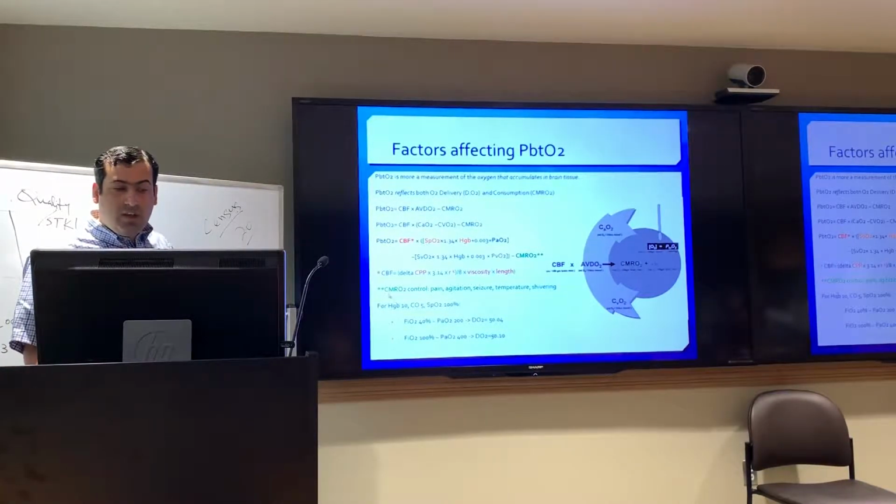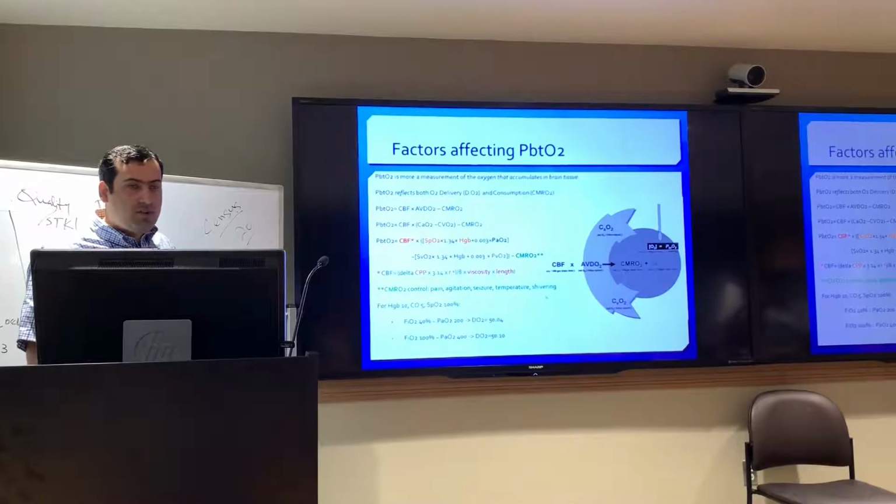Most importantly, again, we talked about it: you can ask grandma to go to sleep. Decrease the agitation, seizure, temperature, and shivering. And again, let's assume that you have a normal hemoglobin of around 10, cardiac output is normal, about 5, and O2 saturation is 100%.